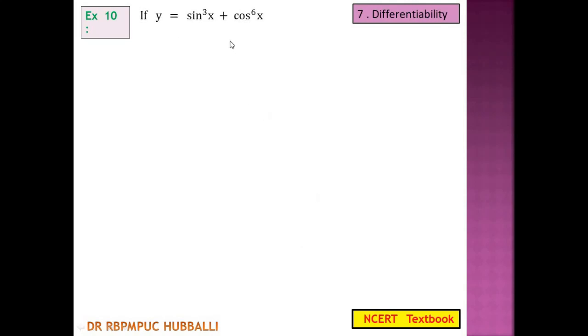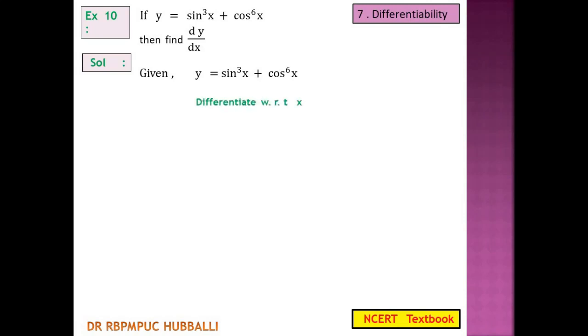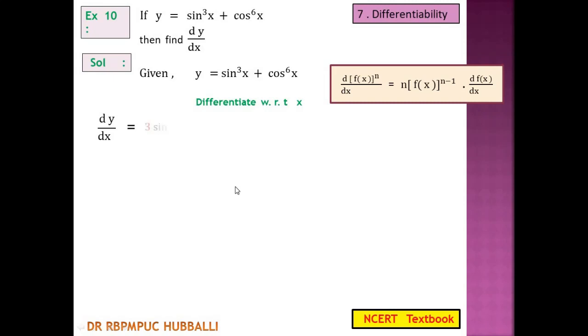This is also an NCERT textbook example. If y is equal to sine cube x plus cos raised to 6 x, then find dy by dx. First you write the given function, sine cube x plus cos raised to 6 x. When you read this function, you will get the idea of which type it is. Sine cube x means cube power. It is function raised to n form. Both are function raised to n only.